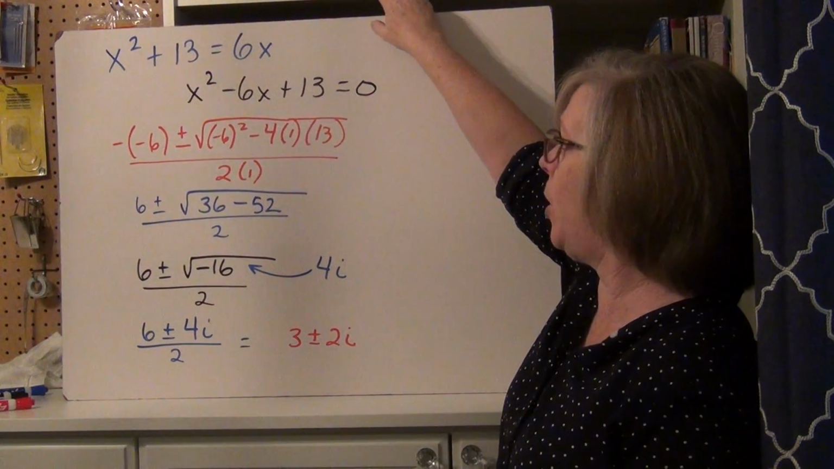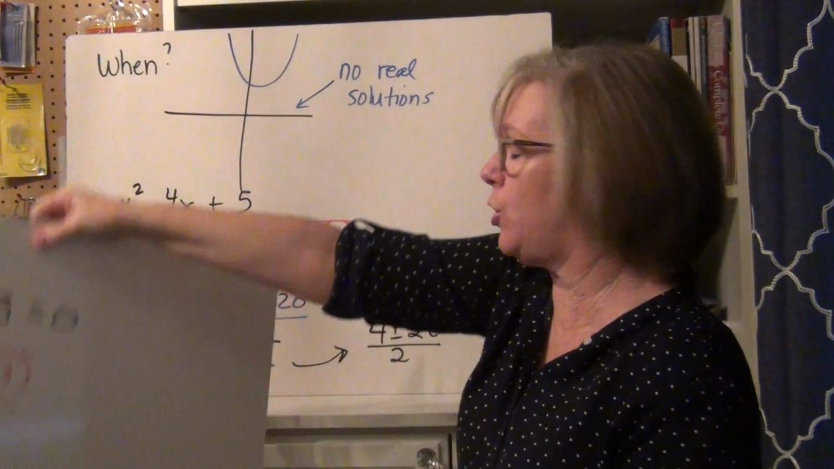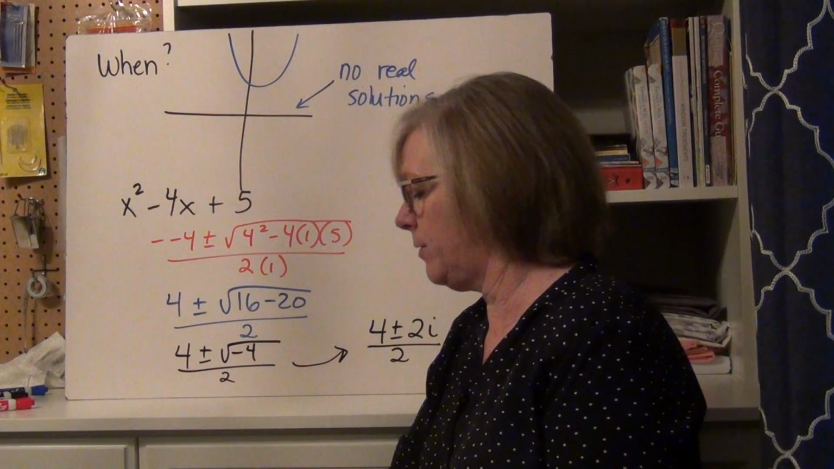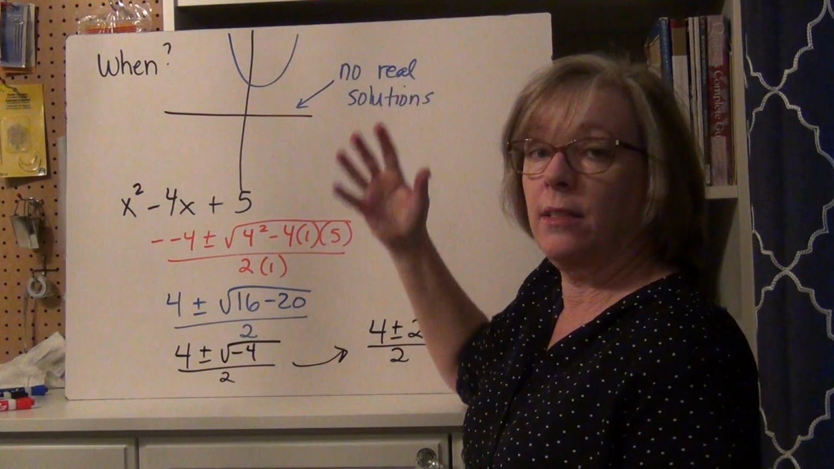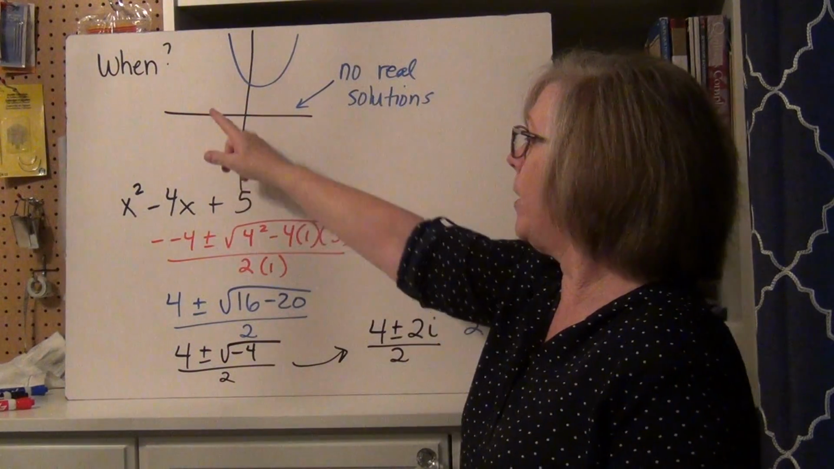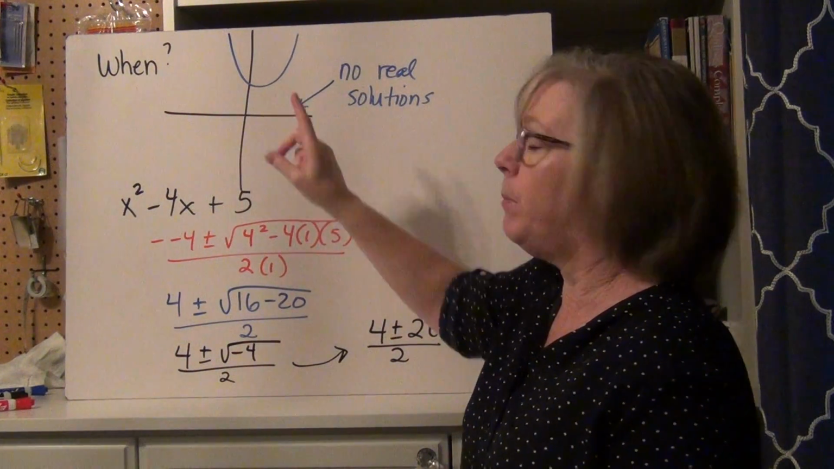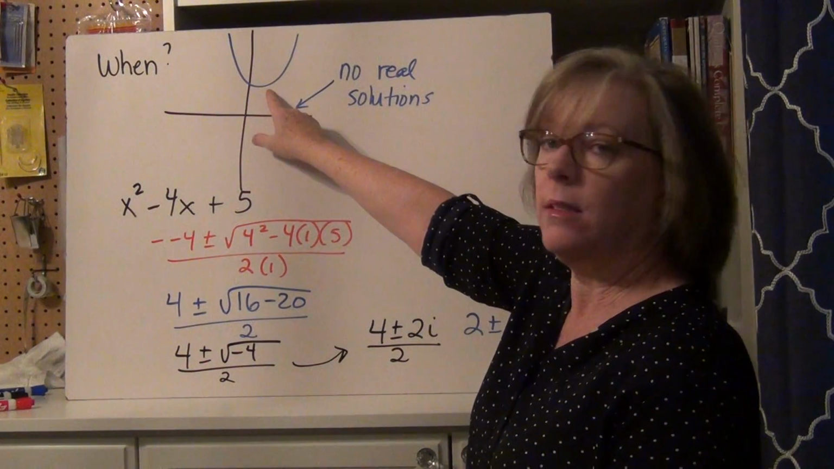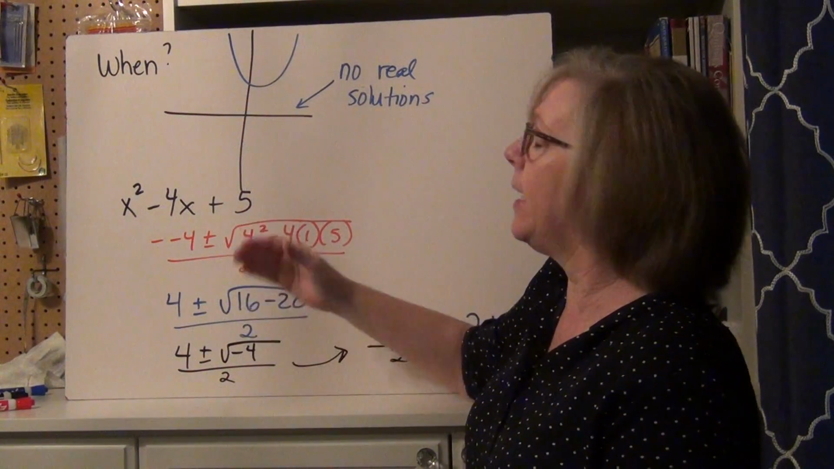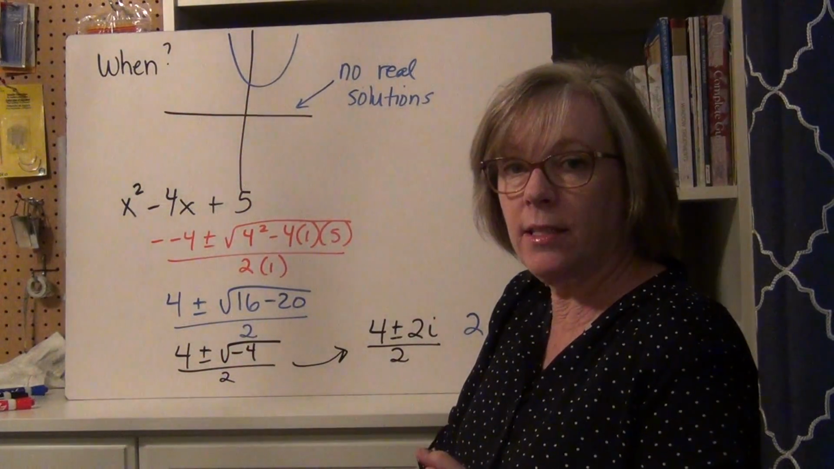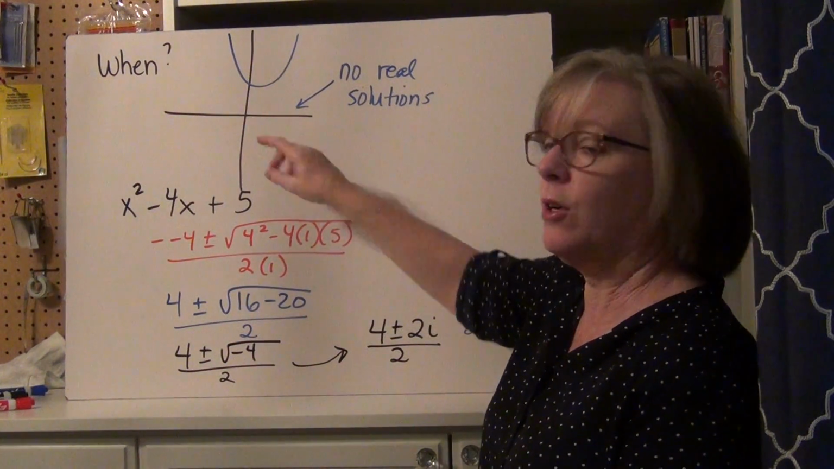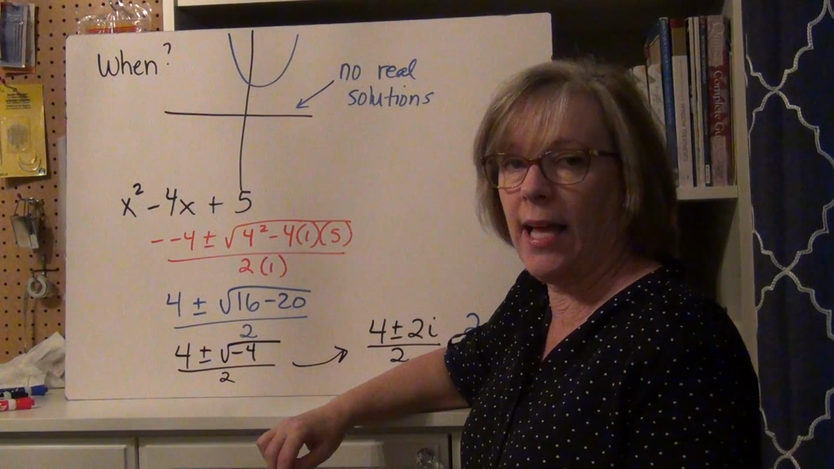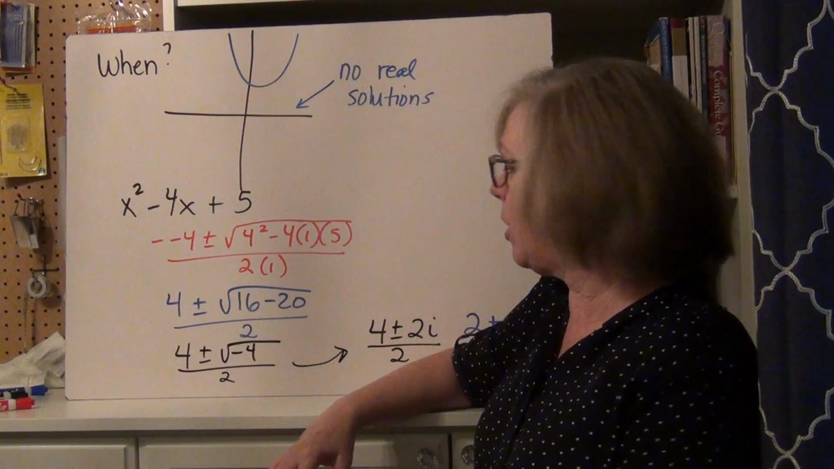As always, you should be pausing and writing down as many examples as you need so that you can do this yourself. Now I want to remind you, before we've talked about that the real solutions are where it crosses the x-axis. But what about those cases when it didn't cross the x-axis? Again, when you see the i's in the solution, that means it looks like this. Or it might be upside down here, but it's never crossing the x-axis. That's what these scenarios are.